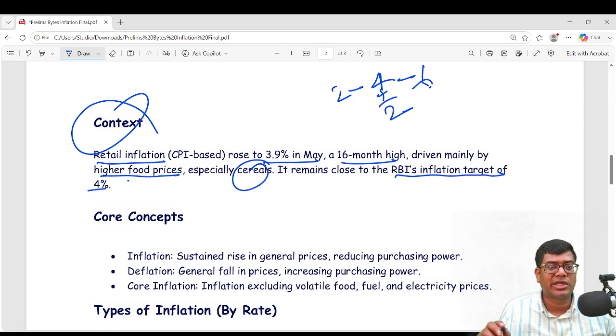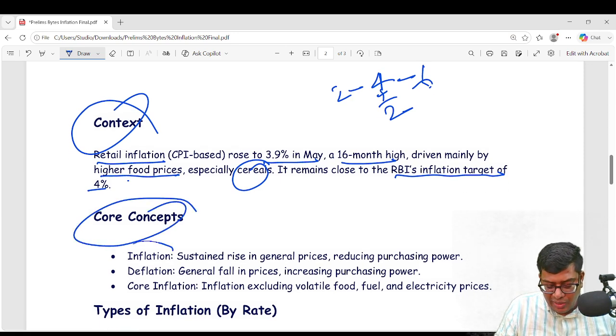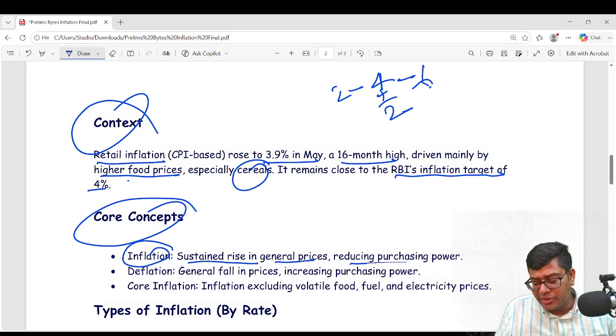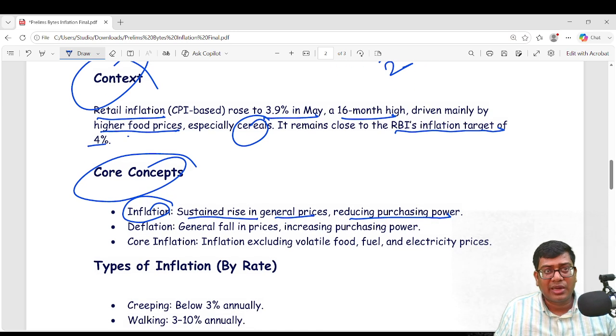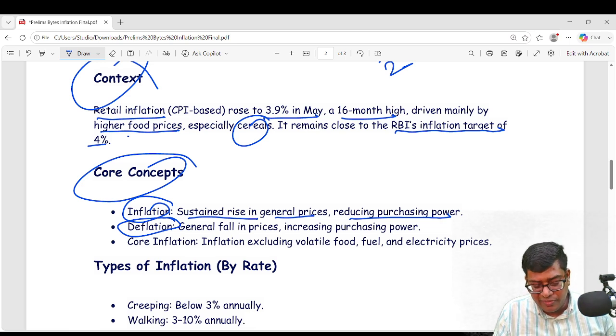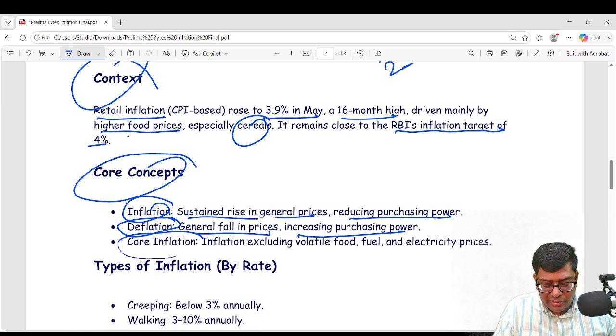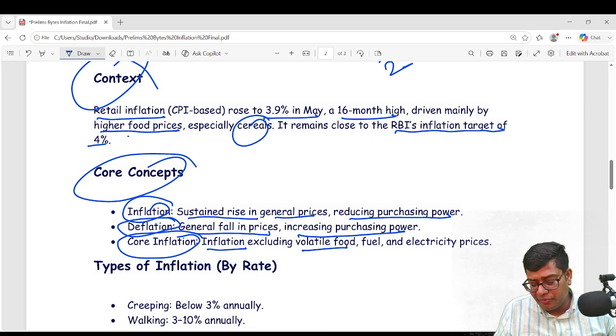Now we'll see some core concepts of inflation. What is the definition of inflation? Inflation can be defined as a sustained rise in general prices and reducing purchasing power. Another important concept is deflation. What is the definition of deflation? Deflation is a general fall in prices and increasing purchasing power. And the third concept is core inflation. Core inflation is inflation excluding volatile food, fuel and electricity prices.